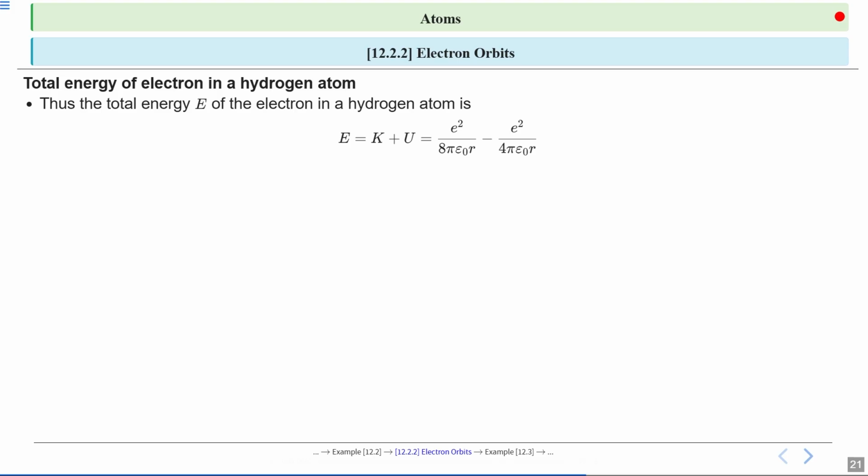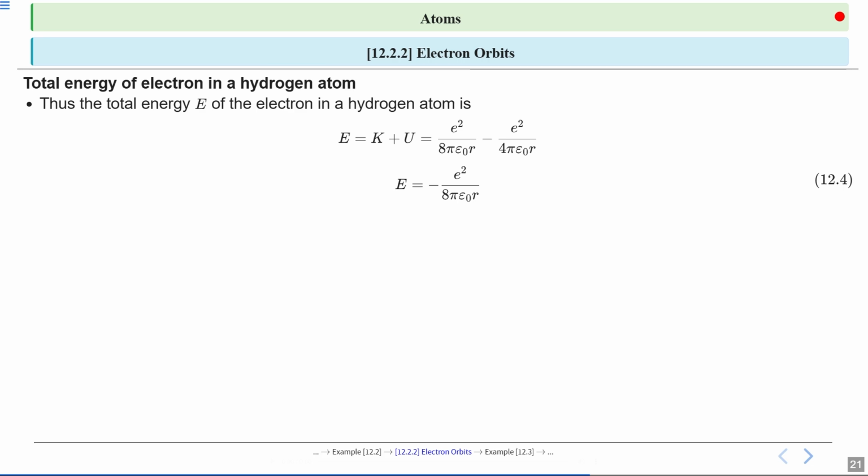Okay, so here is the formula for the total energy. E is equal to kinetic energy plus potential energy, K plus U, which is equal to e square upon 8 pi epsilon naught r. And what is potential energy? Minus e square upon 4 pi epsilon naught r. Okay, taking LCM, we combine these terms and we get total energy E equal to minus e square upon 8 pi epsilon naught r. Mark it as 12.4 equation.